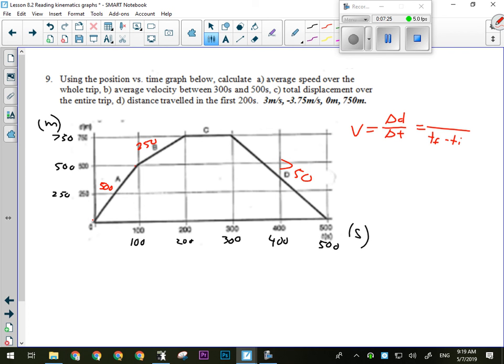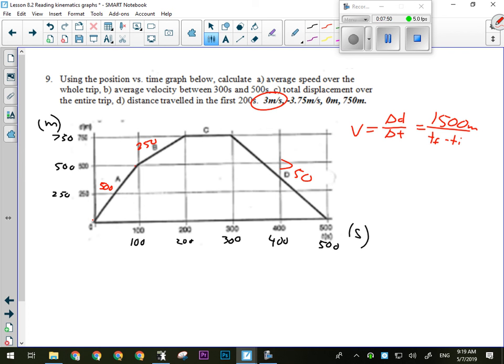So my total distance is 1,500 meters. 750 plus 750. Everyone all right with that? And then the total time is 500 seconds. So if I go 1,500 divided by 500, I get a speed of 3 meters per second. Questions on part A?